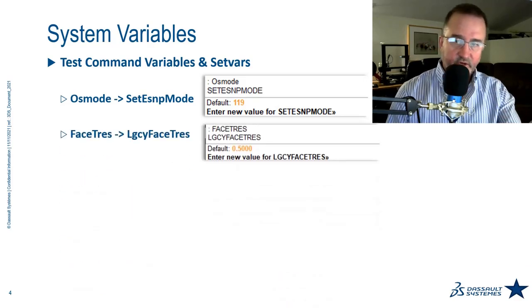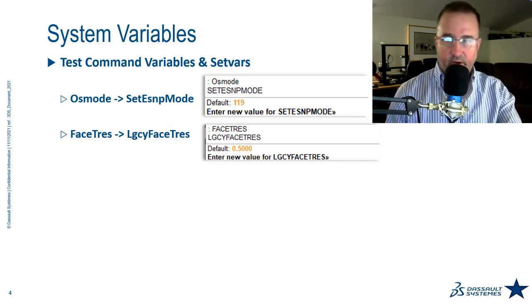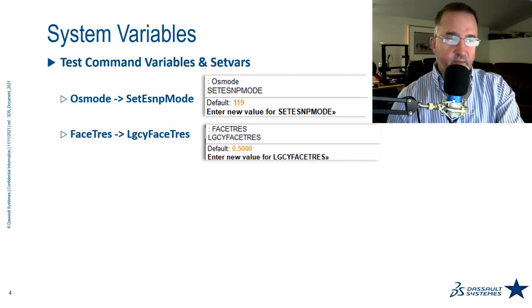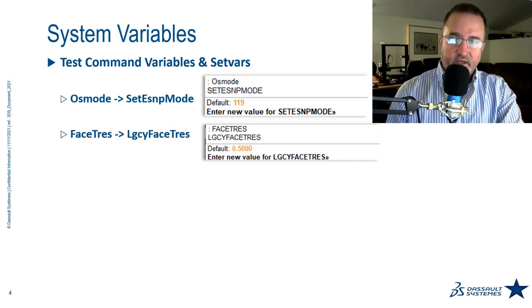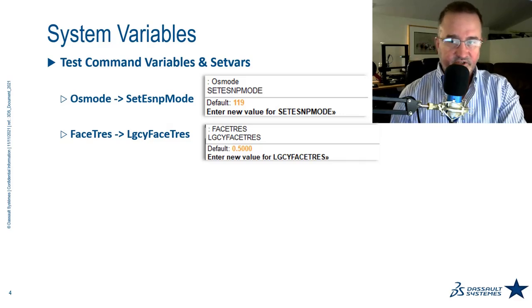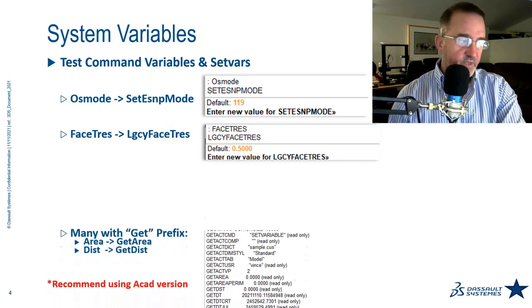Another good example is FACETRES. This is one I change all the time to up my resolution, especially if I'm working on 3D objects. But you'll notice if I type in FACETRES, the actual command in DraftSight is, I'm assuming it's legacy FACETRES, so LGCY, but basically the same command.